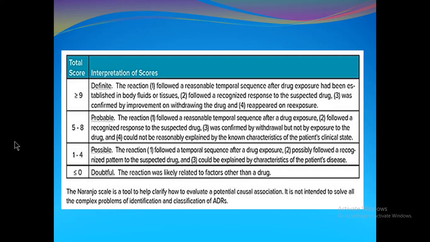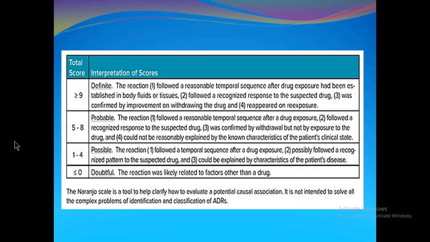Now look at this chart showing total score with their interpretation. When the total score is 9 or more than 9, then it is definite. The reaction followed a reasonable temporal sequence after drug exposure had been established in body fluids or tissues. The reaction followed a recognized response to the suspected drug. The reaction was confirmed by improvement on withdrawing the drug, and the reaction reappeared on re-exposure.